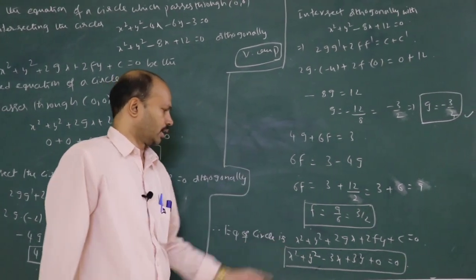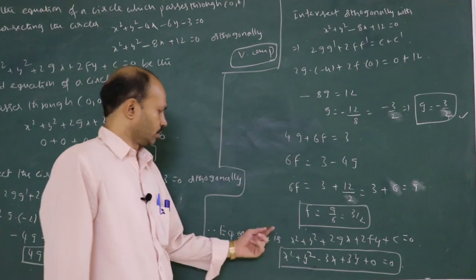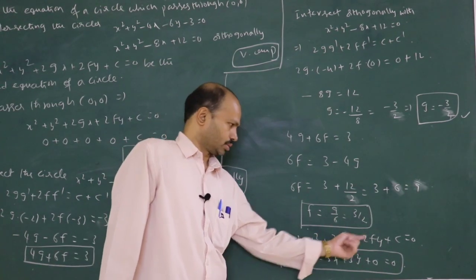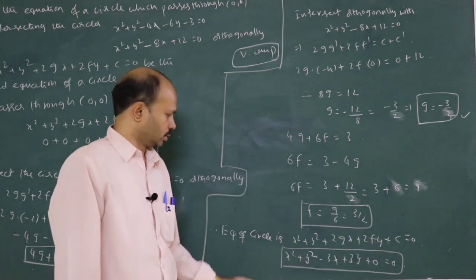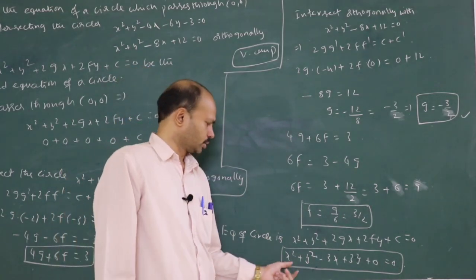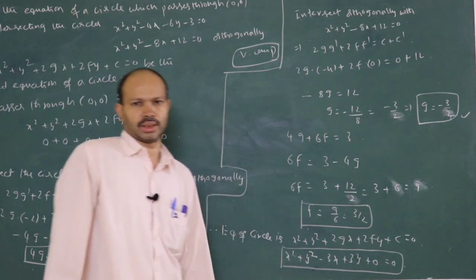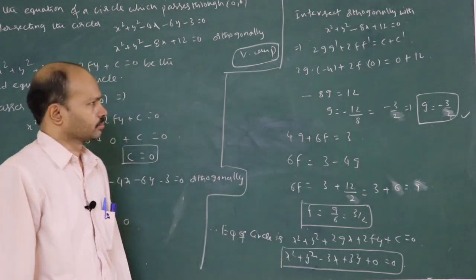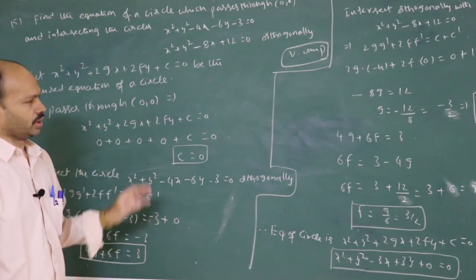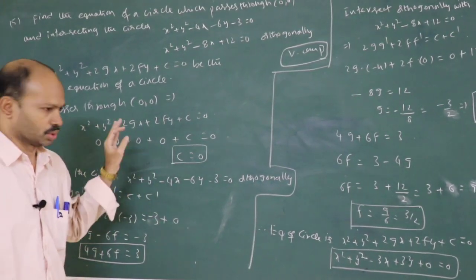Just applying in the standard equation, the required equation of circle is x square plus y square plus 2gx plus 2fy plus c is equal to 0. Writing the values, this is the required equation of circle. Right? So one very important problem. I am giving as an exercise one more question of the same model.